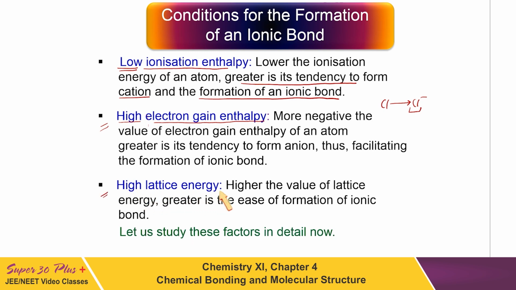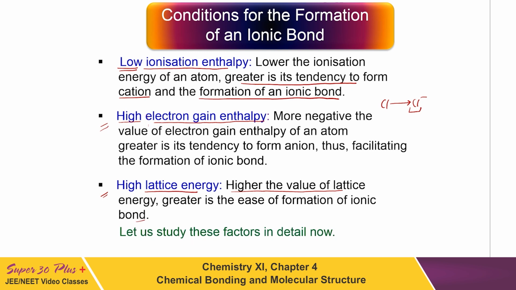Now what about the lattice energy? Do you know what is lattice? It is a three-dimensional arrangement of crystals, or the ionic compounds or the metallic compounds. So whenever any ionic bond is formed, basically there is a formation of ionic lattice, and whenever there is a formation of ionic lattice, energy is released, called lattice energy. So higher the value of the lattice energy, greater is the ease of formation of ionic bond.